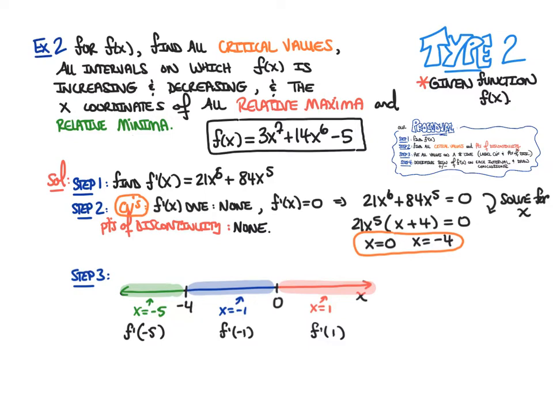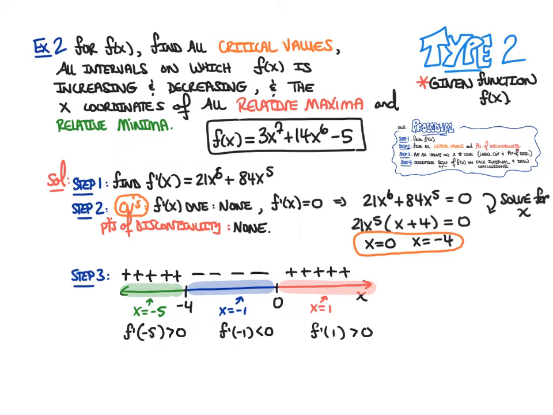So when you input minus 5 back into the derivative, going back right up here to the derivative, you're going to find that this is positive. When you input minus 1, you're going to find that this is negative. And when you input 1, you're going to find that this is positive. So again, you can find those values and determine if they're positive or negative. What that means on the number line is that over here, I'm going to put pluses because the derivative's positive. Here they're minuses because the derivative's negative. And then here they're pluses again because the derivative is positive.